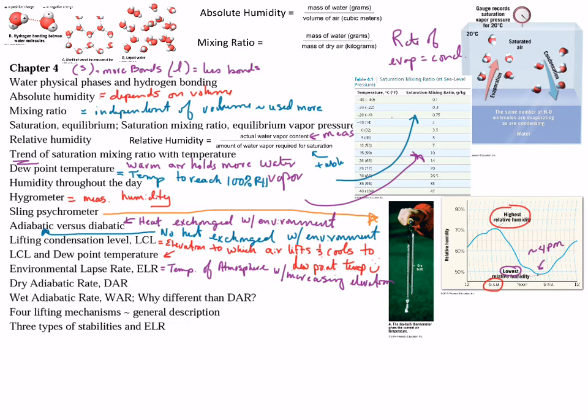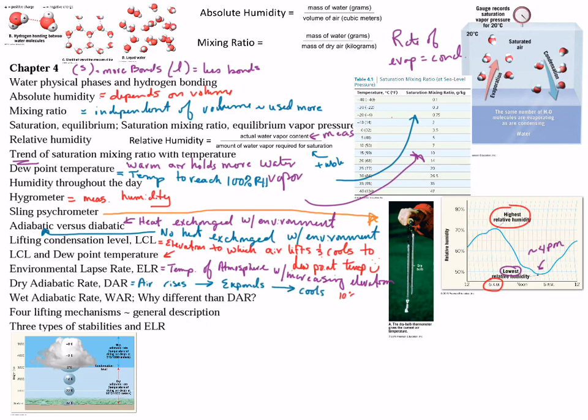So the dry adiabatic rate, or the DAR, I brought in a figure here. Remember we said if you don't see cloud, that chunk of air in these figures is expanding and cooling at the dry adiabatic rate. The dry adiabatic rate is about 10 degrees Celsius per kilometer. The reason it cools as it rises is it expands, and it cools.